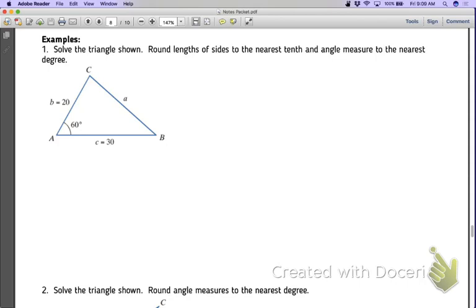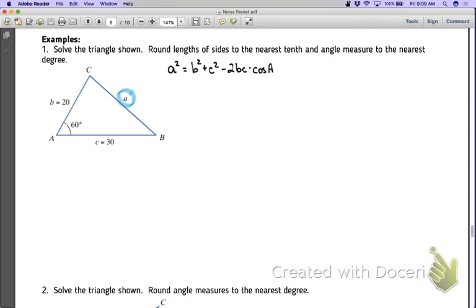I need to find the third side first before I do anything else. So I need to find side A. So I'm going to have A squared equals B squared plus C squared minus 2BC times cosine of angle A. Now I just wrote out the formula, so then you have it.